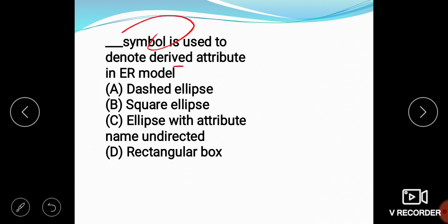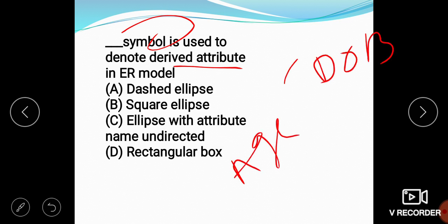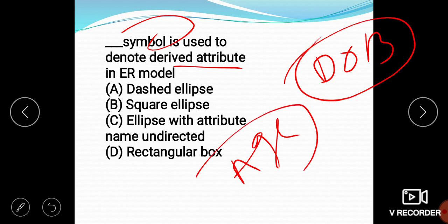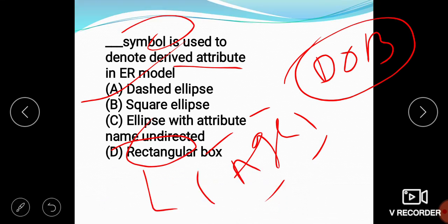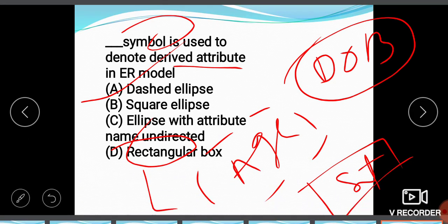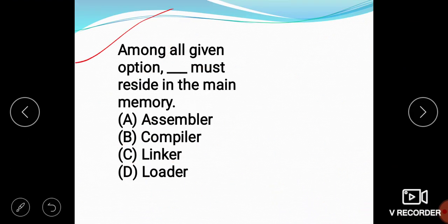Now, which symbol is used for a derived attribute? Let's say age is a attribute and date of birth is a attribute. So age is the derived attribute. How is it a derived attribute? If you use the dashed ellipse, that means option A is correct. And the rectangular box is used for an entity, like if there are student entities, at that time you have to use the rectangular box.